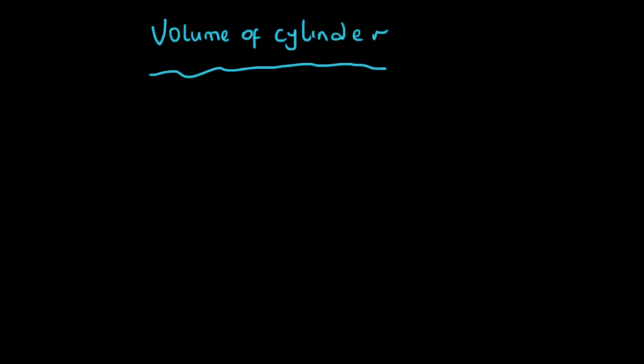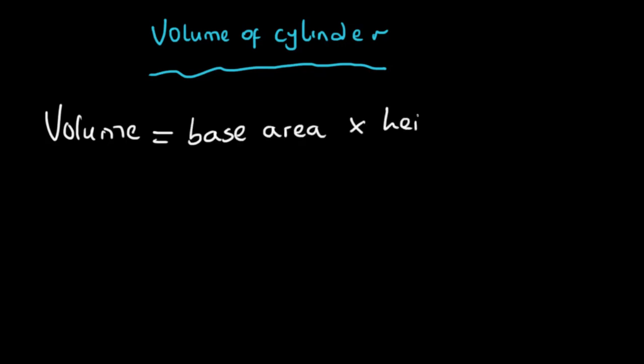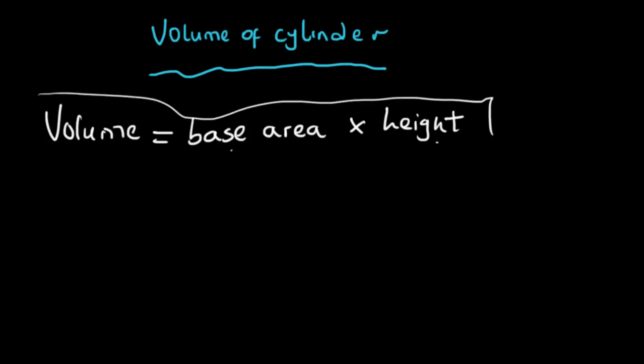In this video, we are going to be looking at the volume of a cylinder. Now, the first thing I want you to understand is the general formula for the volume of any shape. The volume of any shape is usually the base area times the height. There are exceptions, but for most shapes, the volume would be the base area times the height. I need you to always put this at the back of your mind.